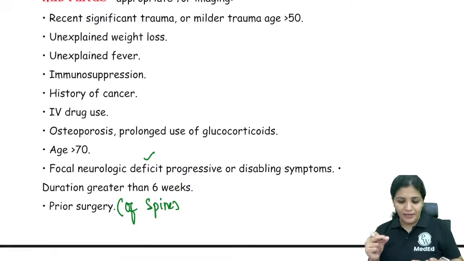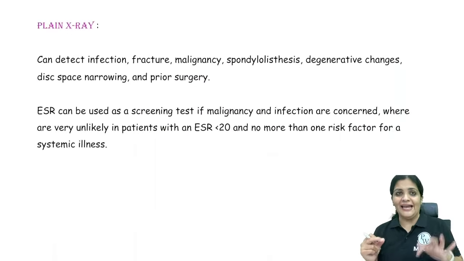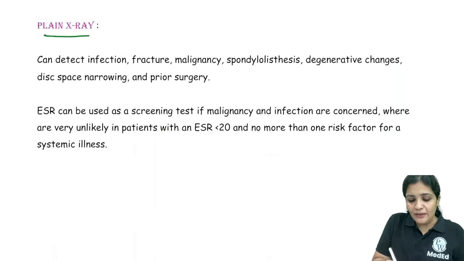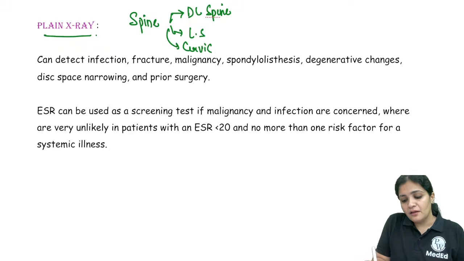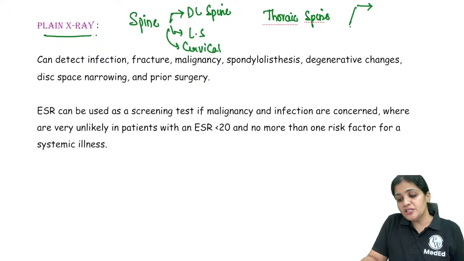When it comes to imaging, the first one we take is the X-ray. X-ray is very important. We go for the spine, and based upon that you will order whether it is a DL spine, an LS spine, a cervical spine, or a plain thoracic spine. So you have to mention which particular area you want to see. Usually in the spine we go for an AP view and a lateral view.